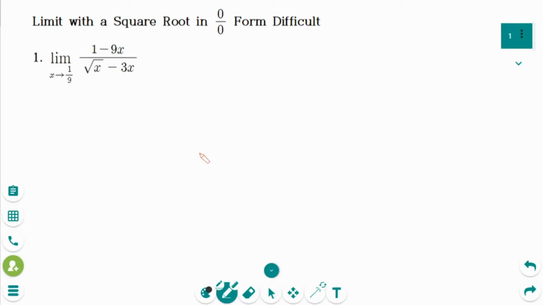This video will cover difficult questions regarding the topic of limit with the square root in the 0 over 0 form. This is the first question. Let's use substitution. Let square root of x be a. When you square each side, you get x equals a squared.